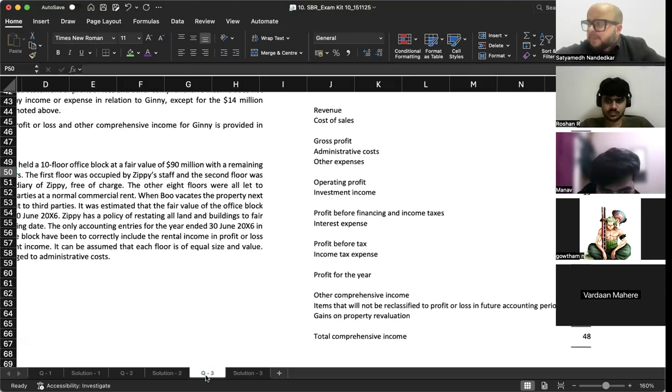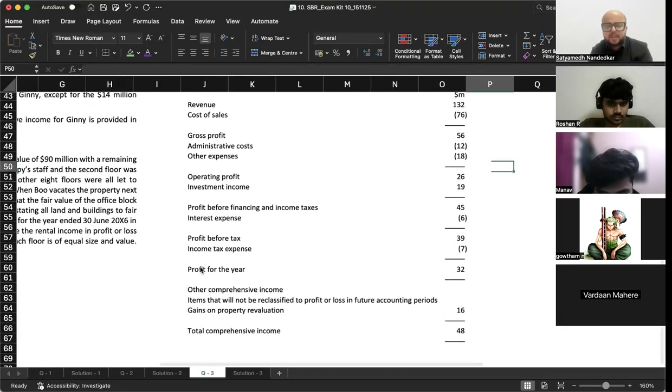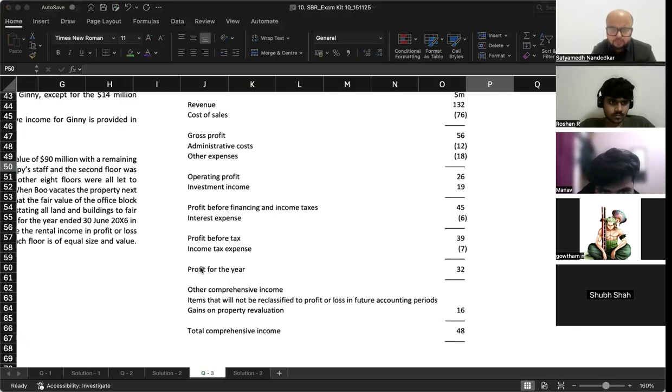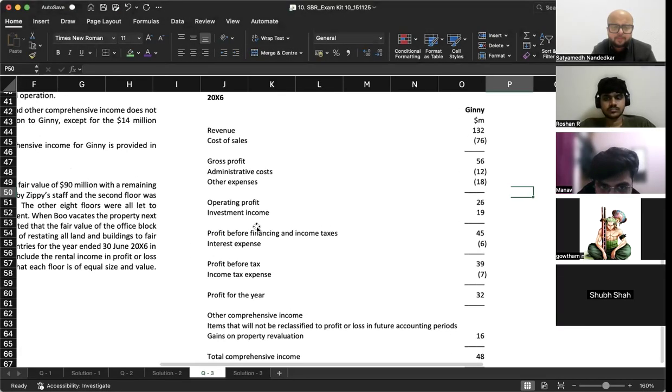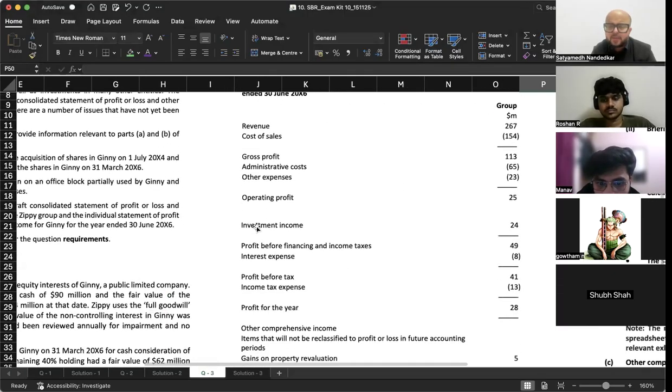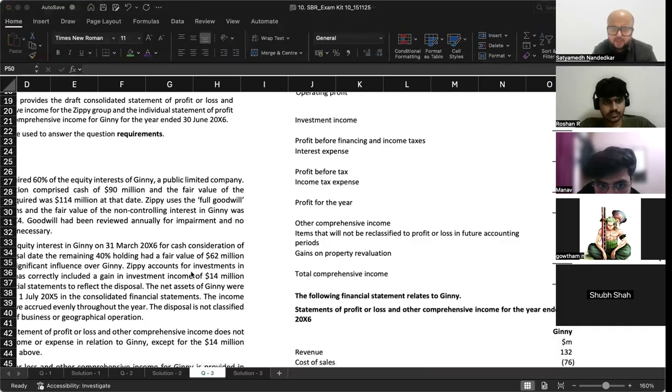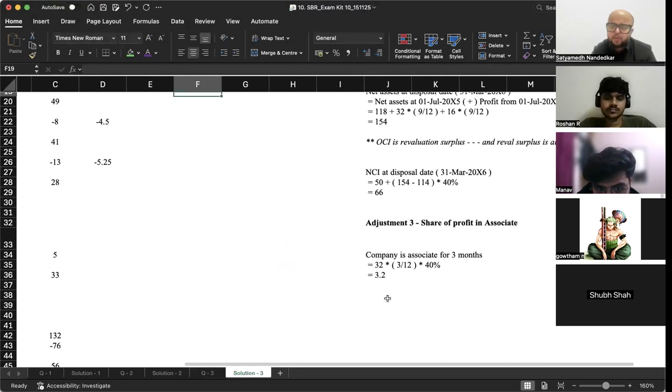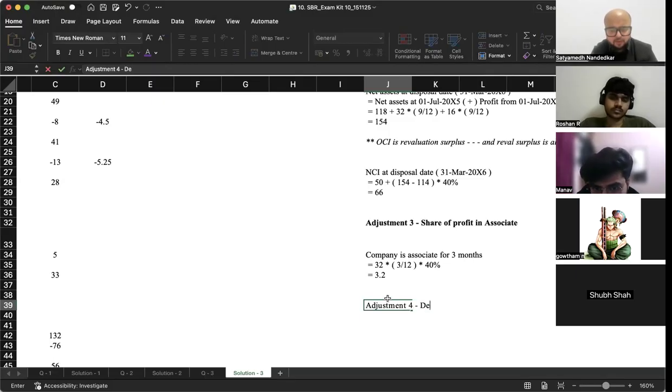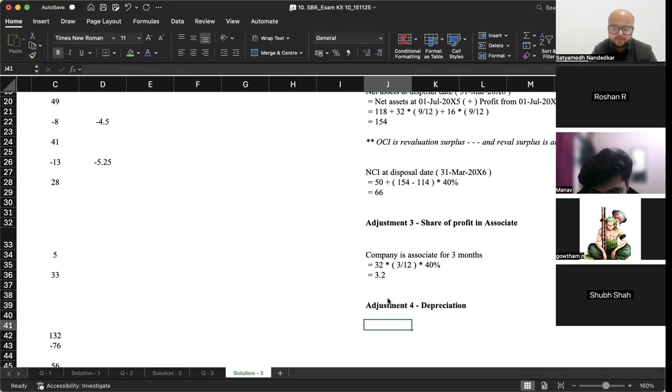Then what else? और कुछ है? Any other adjustment that we should make? सर जो डेप्रिसिएशन हमने कैलकुलेशन किया था ऑफ दिस इन्वेस्टमेंट, तो उसका नहीं आएगा. कौन सा डेप्रिसिएशन? अच्छा ये वाला. हाँ, वो करना पड़ेगा एडजस्ट. मैं तो भूल गया कौन सा डेप्रिसिएशन कौन सा. ओके. एडजस्टमेंट 4, डेप्रिसिएशन.